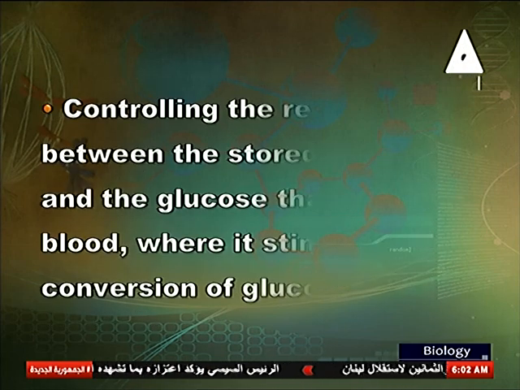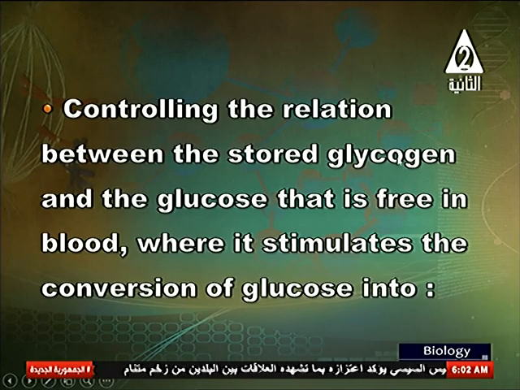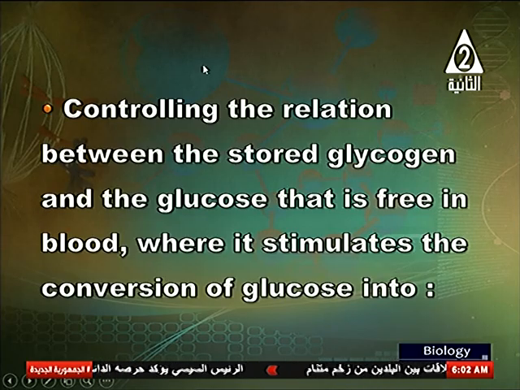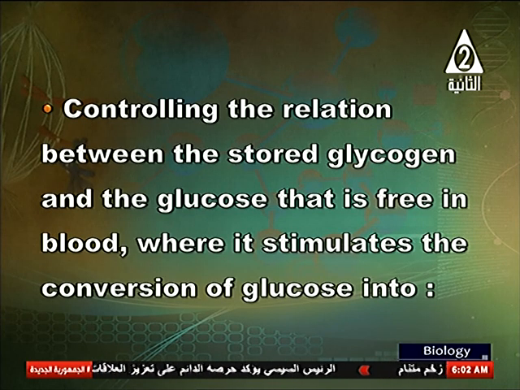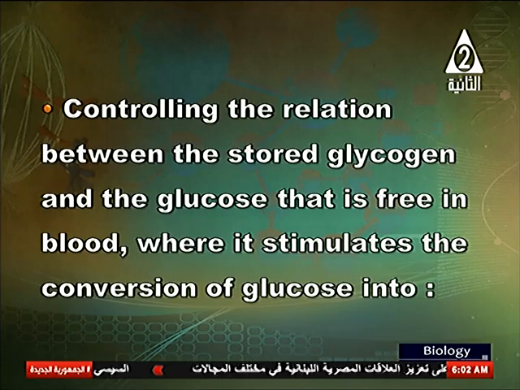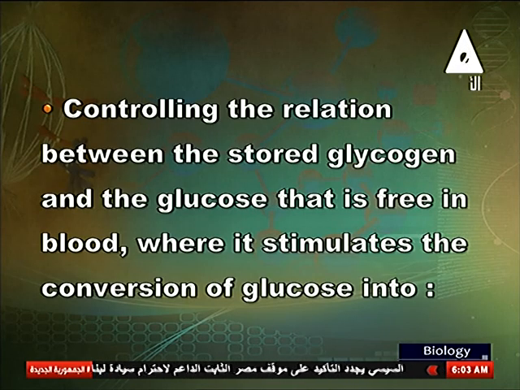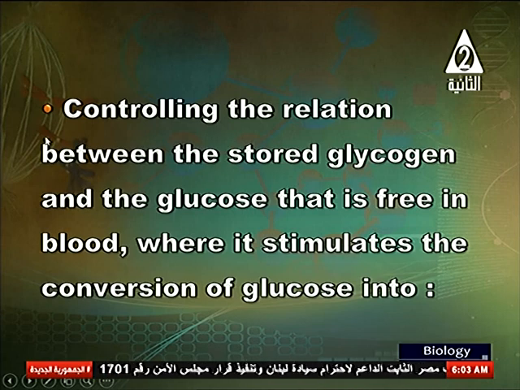The second way is to convert glucose to glycogen and store it in the liver. So insulin decreases the glucose level in blood in two ways. The first way is taking glucose from blood to cells and stimulating cells to do oxidation or catabolism of glucose and get energy. The second way is to convert glucose into glycogen and store it in the liver.